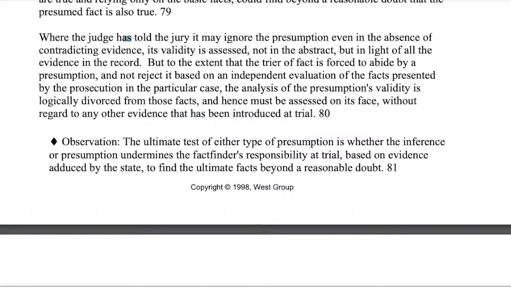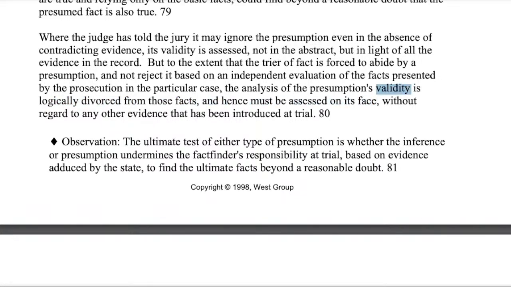Wow, so where the judge has told the jury it may ignore the presumption, even in the absence of contradicting evidence, its validity is assessed not in the abstract, but in the light of all evidence in the record. Wow. But to the extent that the trier of fact is forced to abide by a presumption and not reject it based on an independent evaluation of the facts presented by the prosecution in the particular case, the analysis of the presumption's validity is logically divorced from those facts, and hence must be assessed on its face.